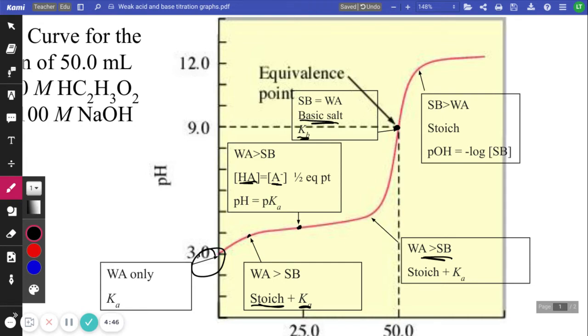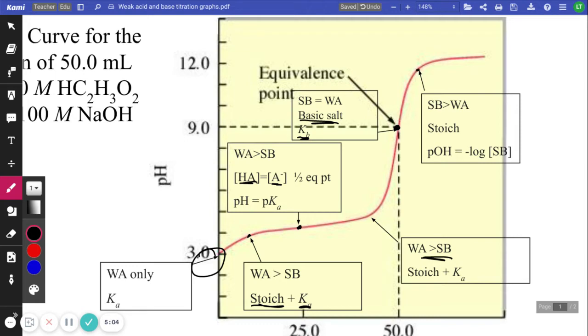So we'll have to use the Kb value of that basic salt in order to solve our pH there. After you've done your stoichiometry to figure out how much of your basic salt you have, then you'll find the pH of a salt essentially.